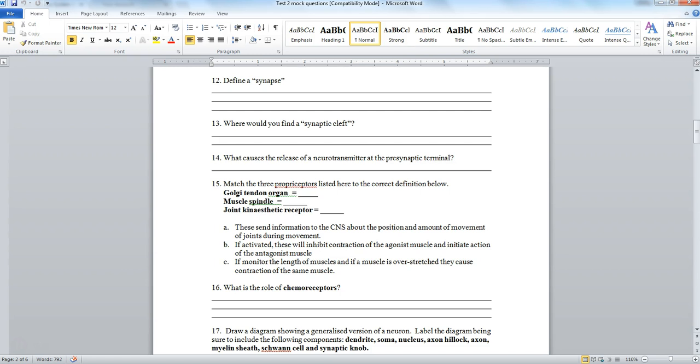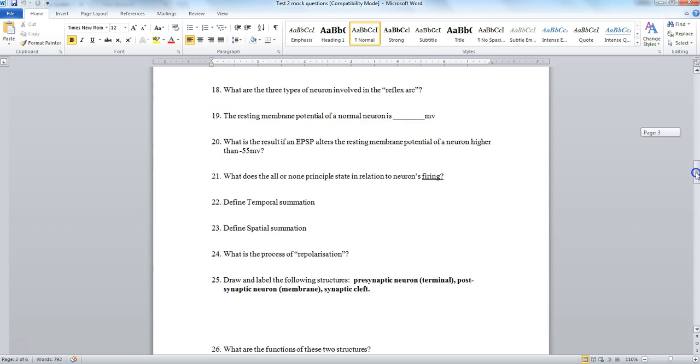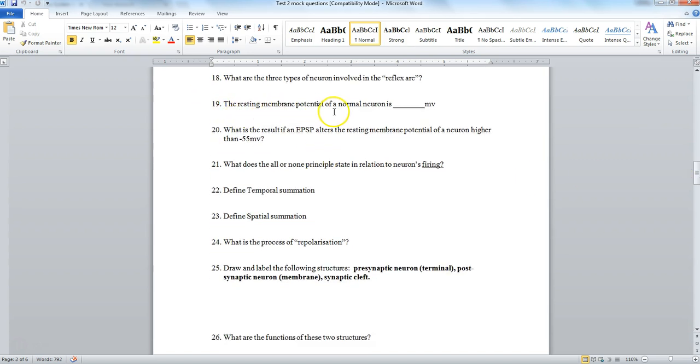Let's take that information now and put it into our mock questions. We're going to roll down to question number 19 here. The resting membrane potential of a normal neuron is minus 70 millivolts. Don't forget the minus there, really important. What is the result if, and don't worry about this EPSP, this is basically action potential. This is the little pieces of electricity that are coming in. If the little pieces of electricity that come in build up and change that resting membrane potential higher than negative 55 millivolts, what's going to happen? And the answer to that is the neuron will fire.